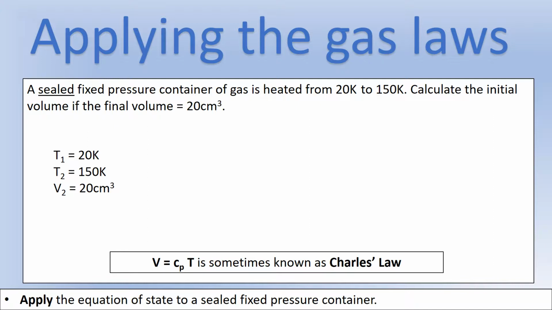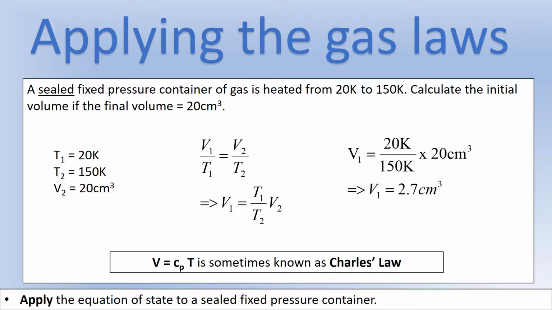So essentially, these are the variables that we've been given. So first, let's get our expression of Charles's law and rearrange to make the initial volume the subject, because that's what we want. Then we can put our values in.